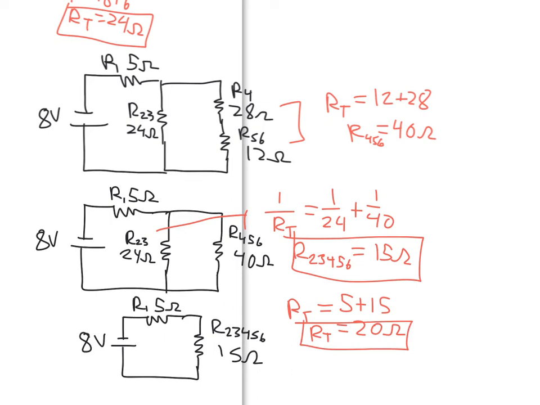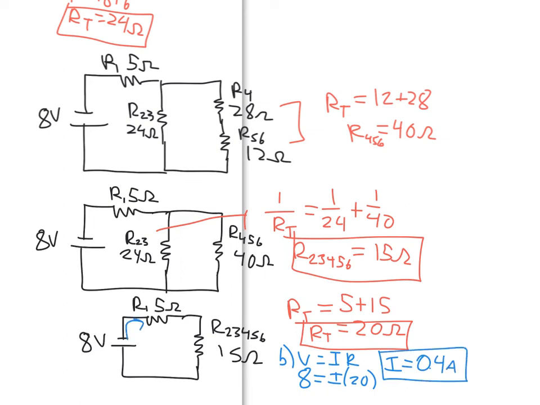To answer my next question, I'm going to go ahead and use Ohm's law. So I'll say V equals IR. So we can say 8 equals my current times my resistance. So I get an overall current here of 0.4 amps. So that is what is leaving my battery and running through the circuit. We're now going to start building this back up.